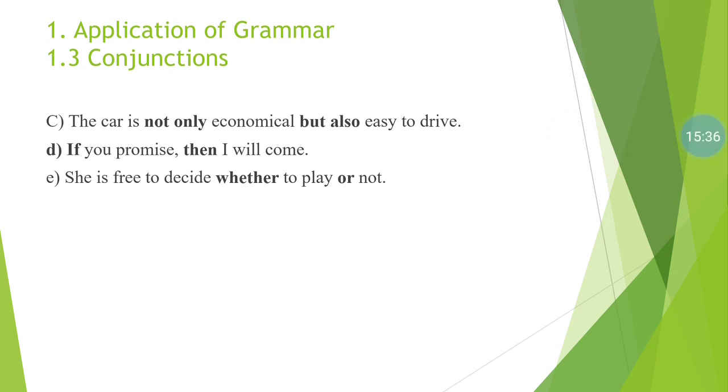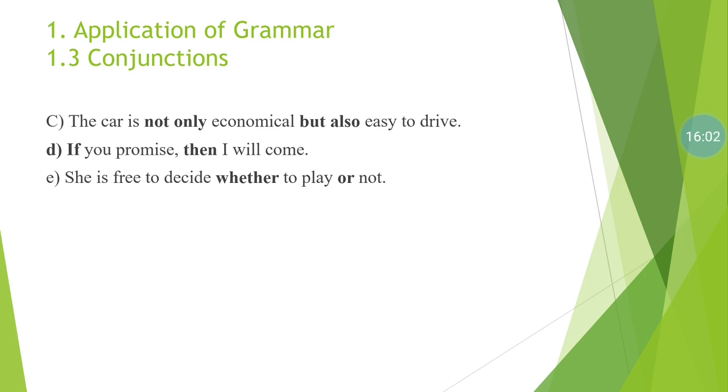Next, the car is not only economical but also easy to drive. In this sentence, not only but also is used to join two clauses. Not only but also is a correlative conjunction used to join two sentences or two clauses.